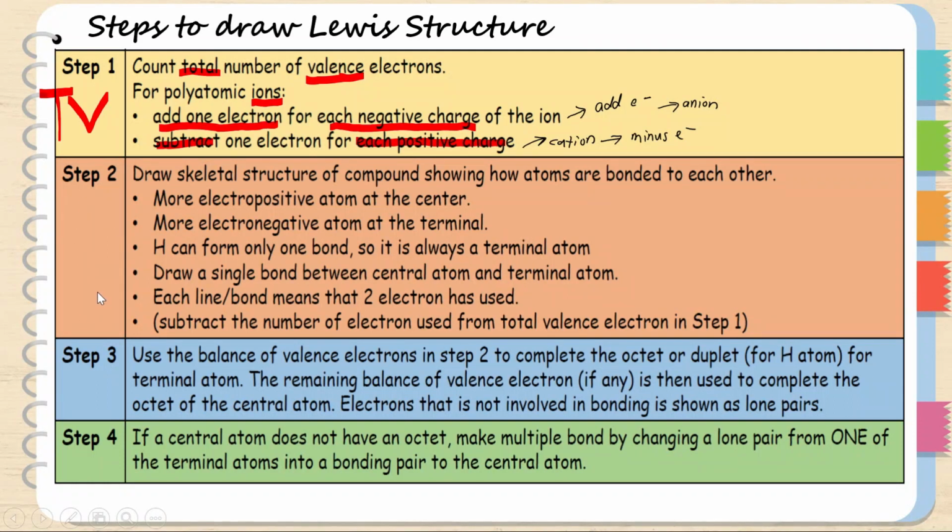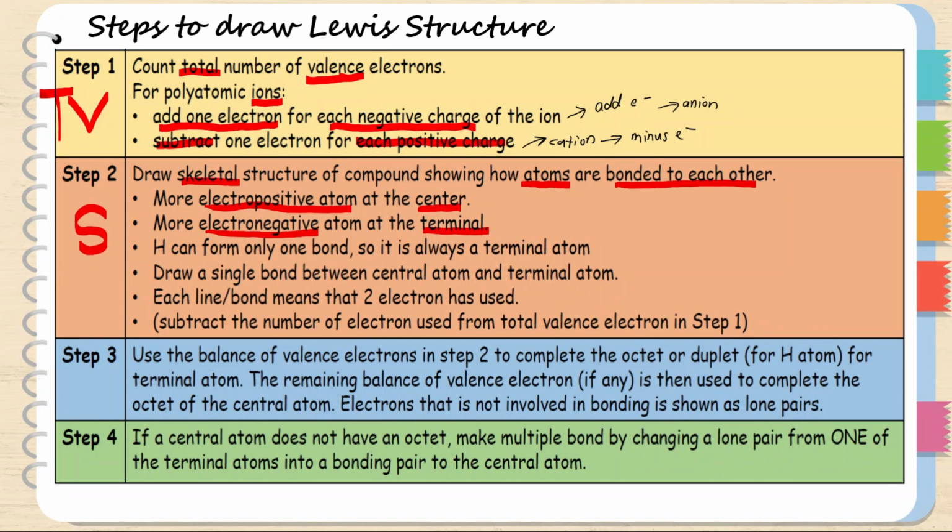Next, the second step is S, which corresponds to the skeletal structure. After you have counted the total number of valence electrons, you need to draw the skeletal structure. The function of the skeletal structure is to show how atoms are bonded to each other. First, you need to decide which is the central and which is the terminal atom. The central atom means the atom at the center. A more electropositive atom tends to be at the center, while a more electronegative atom tends to be at the terminal.